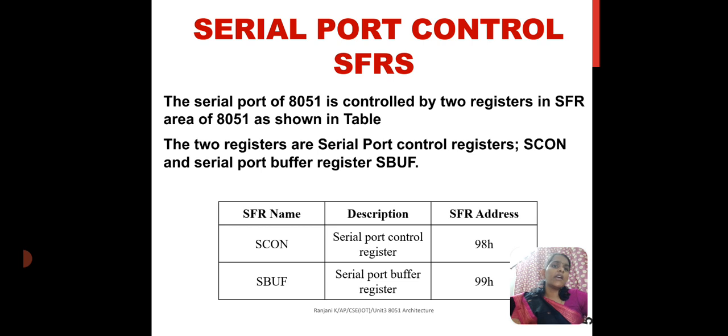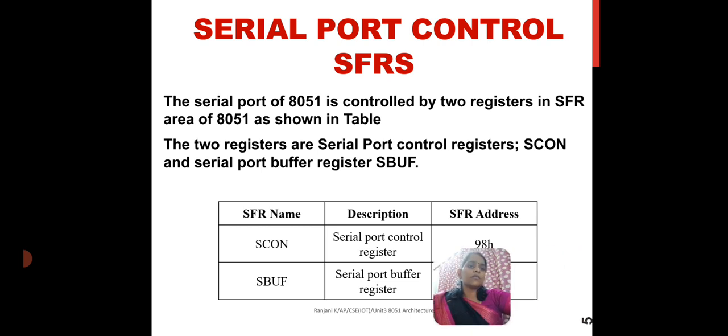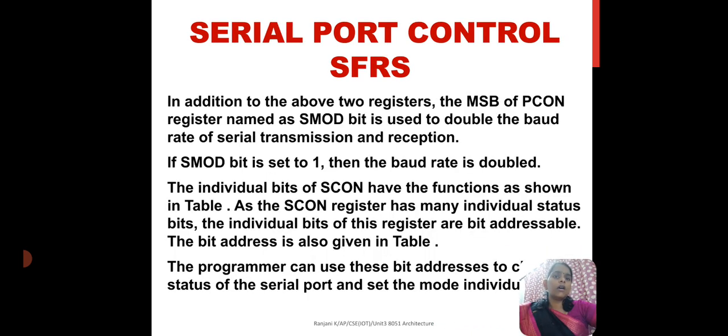Here are the serial port control SFRs. There are 2 registers of the 8051. One is SCON and another one is SBUF. SCON is the serial port control register, which is at address location 98H, and the next one is the serial port buffer register, which is at 99H. In addition to these registers, it also has PCON and SMOD. If SMOD is set to 1, then the baud rate is doubled.